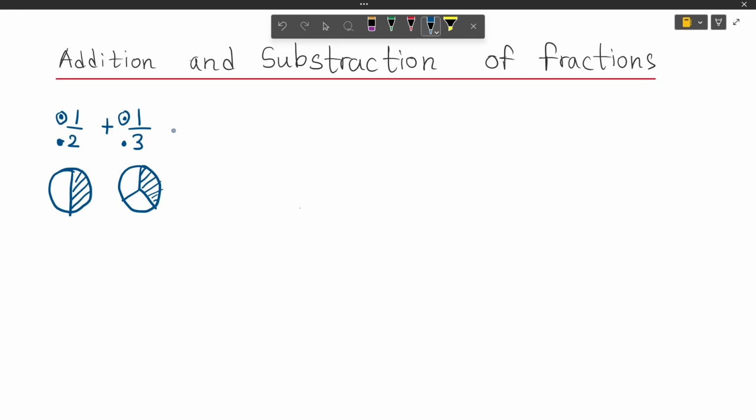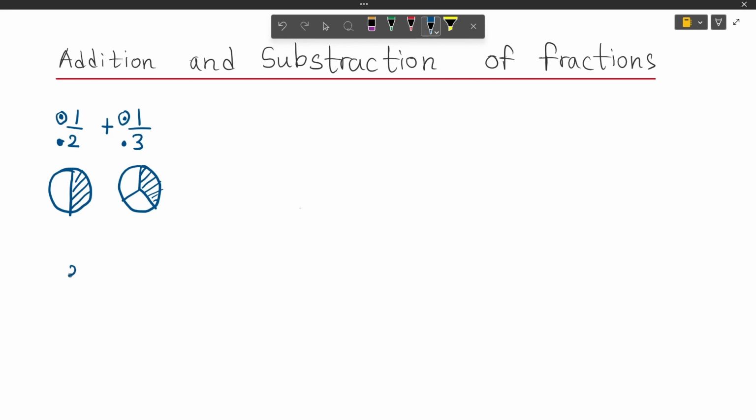Then someone asks you how many pieces of cake, how much of the cake do you have? Can you say I have this much of a whole cake? You can't say, because these two pieces are not identical.